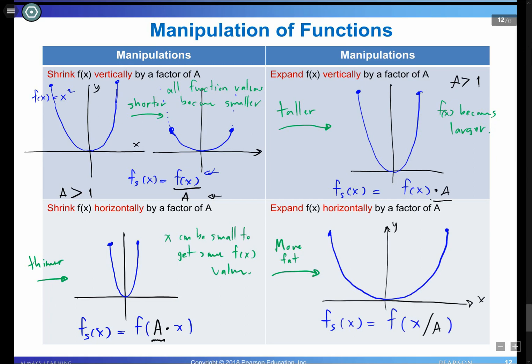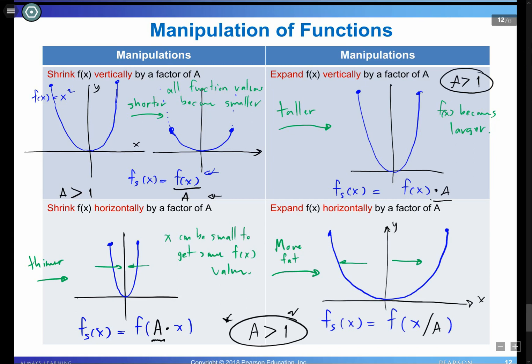Divided by a. And as you know, a is greater than 1. It means that in order to get the same function value, x has to be larger, and that's why everything gets expanded outside. x has to be larger. In this case, x can be smaller. Okay? So, once again, keep in mind that a is greater than 1.